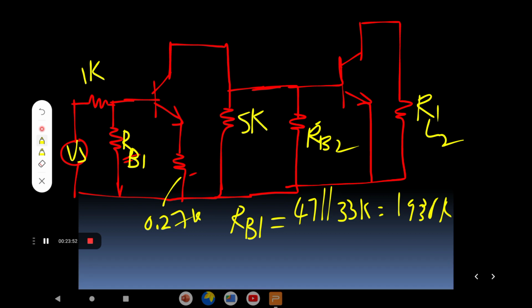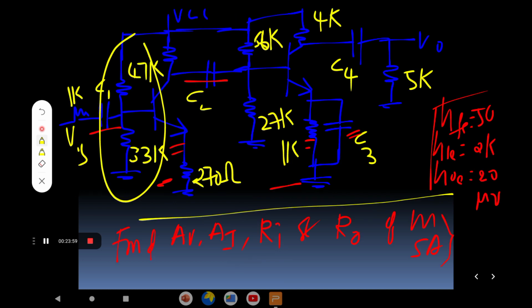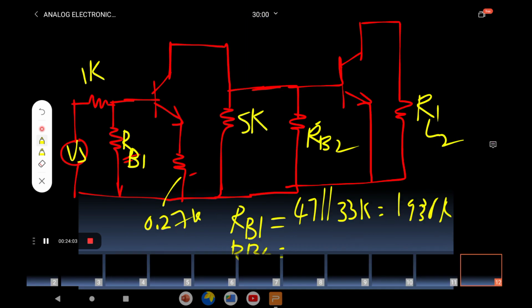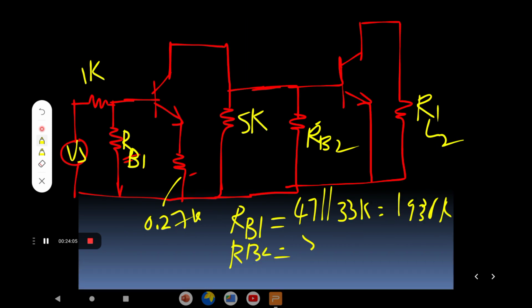Just the second one, RB2 is equal to the second part voltage divider. That is nothing but the second part voltage divider value, 56K and 27K. So that parallel value gives rise to RB2. Therefore 56K parallel with 27K. So you will calculate some value, you will get around 18.2K.